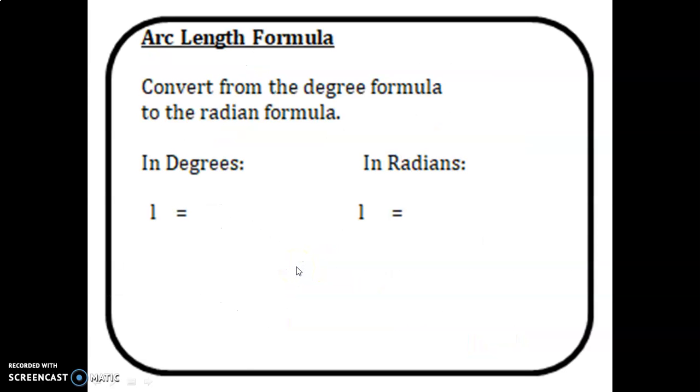Okay, arc length formula, we're going to be working in radians. So we just figured out the degree arc length formula is this. What portion of 360 do we have times the circumference? Let's do the same thing in radians. And notice we're using the letter L for arc length.